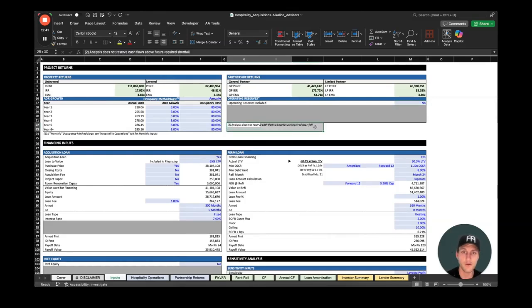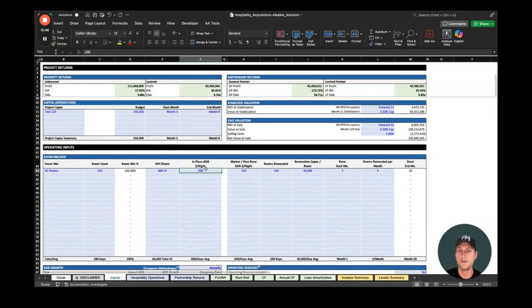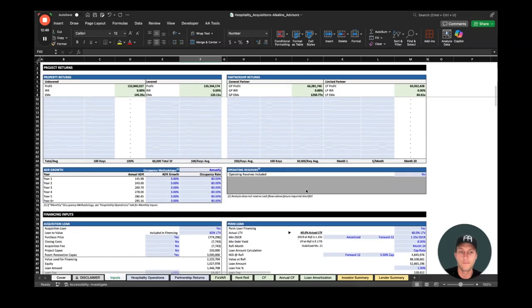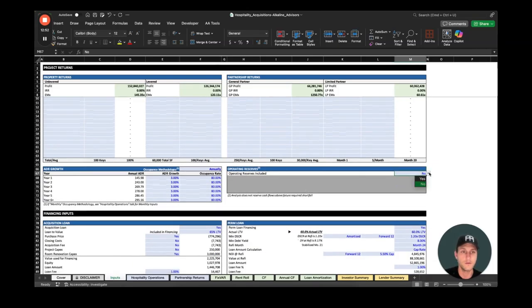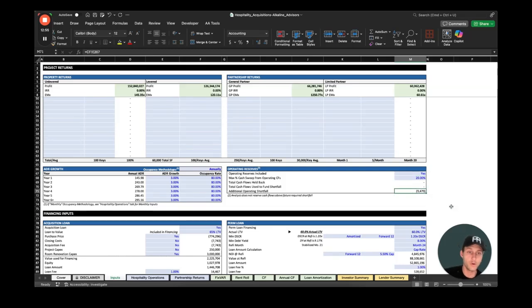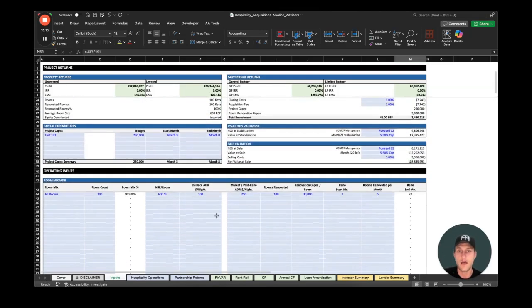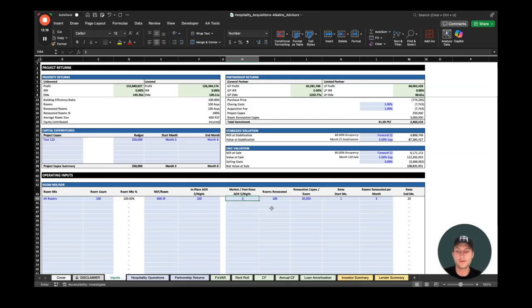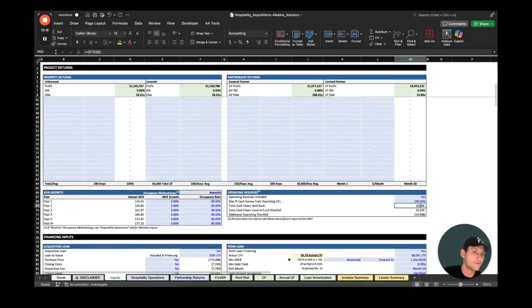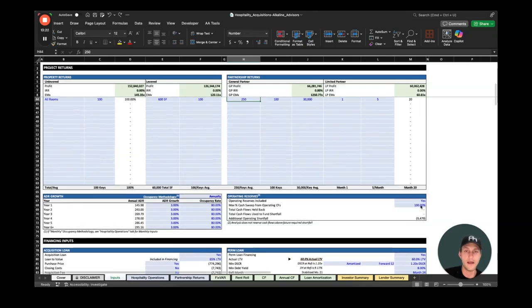You'll see, analysis does not reserve cash flows above future required shortfall. So for instance, if maybe this was 100 a night, let's see if the shortfalls would kick on. Yes, there would be shortfalls. So we have shortfalls of $9,400. However, you'll see we're not reserving any capital because these shortfalls happen before we have additional free cash flow that we're able to then sweep to fund the shortfall. So that would be if this was then, the post renovated was, let's say 150, then we have some free cash flow that we're able to hold back.